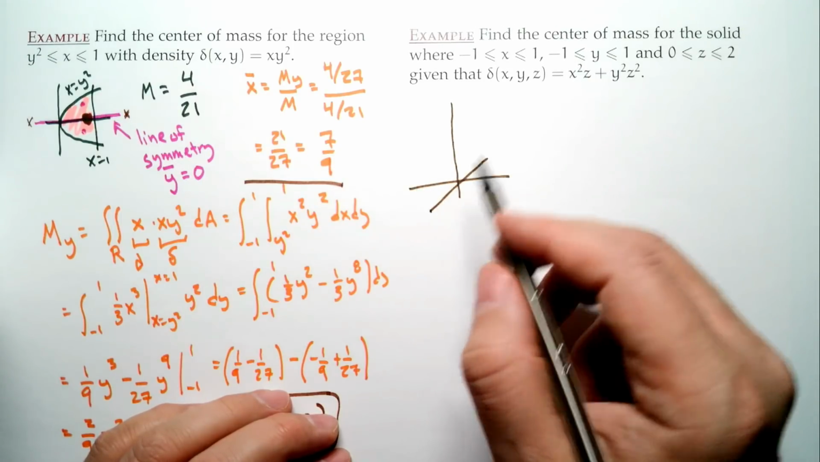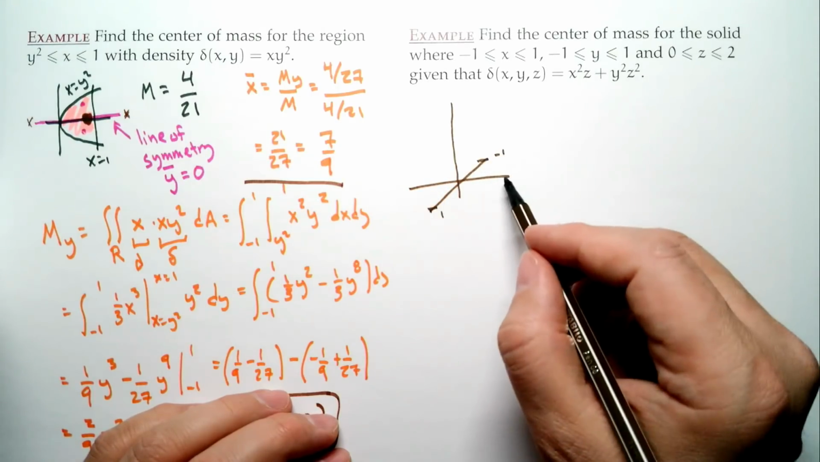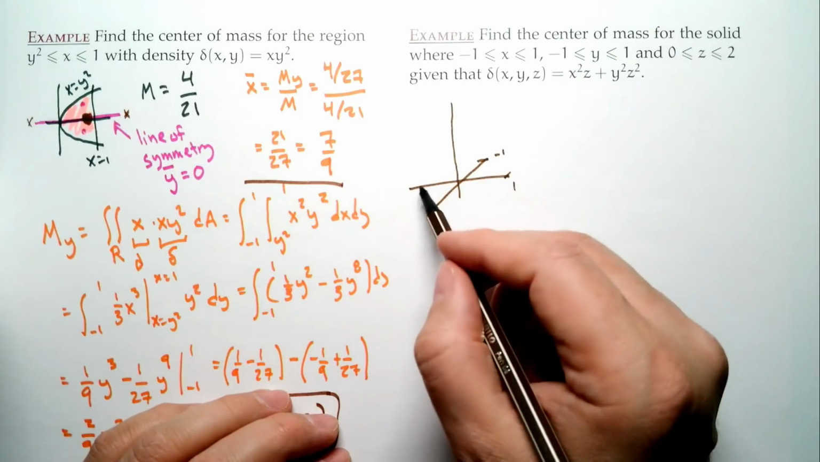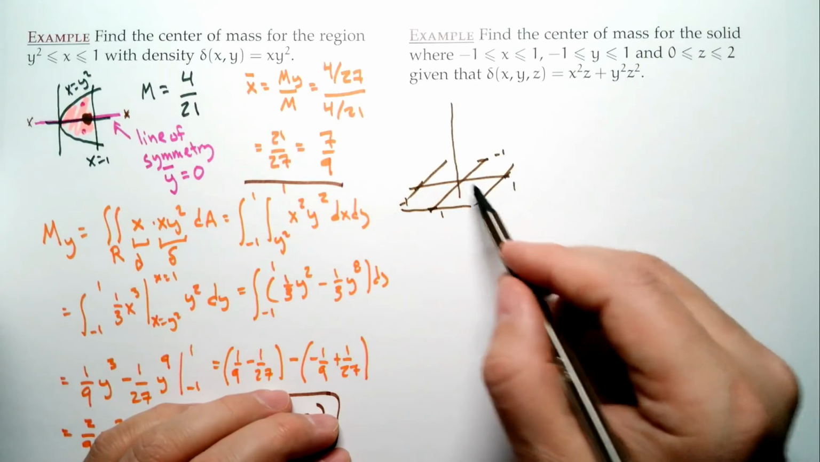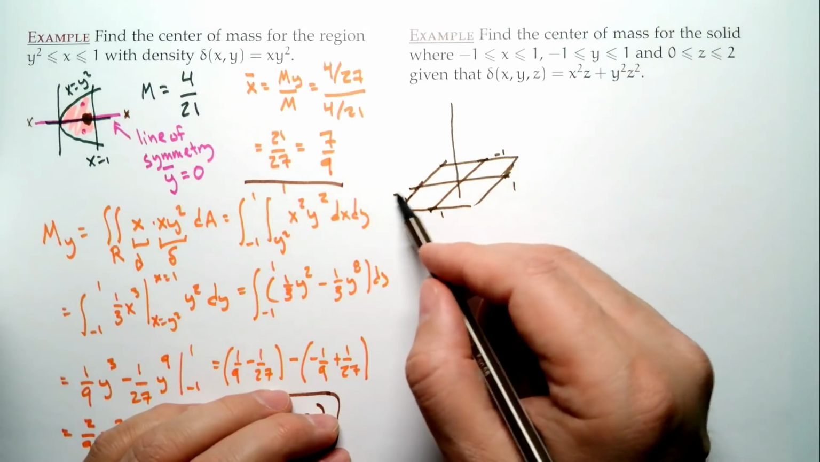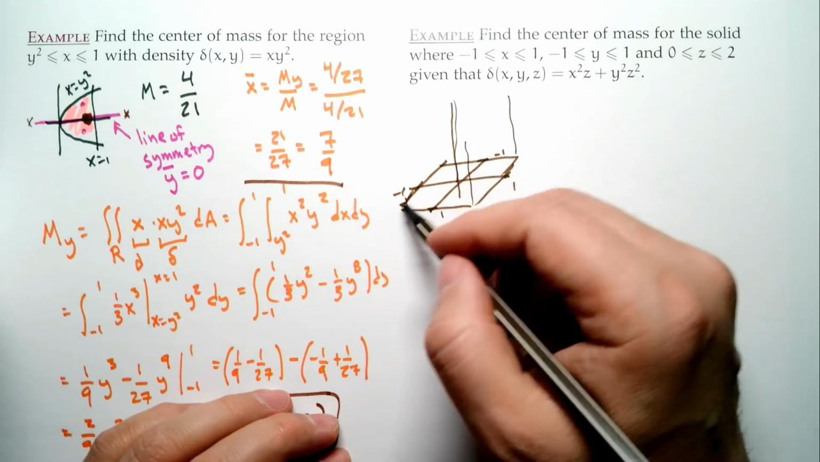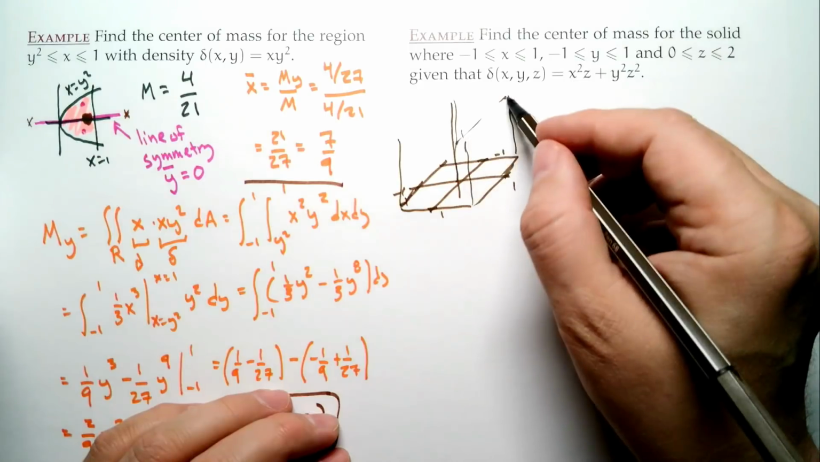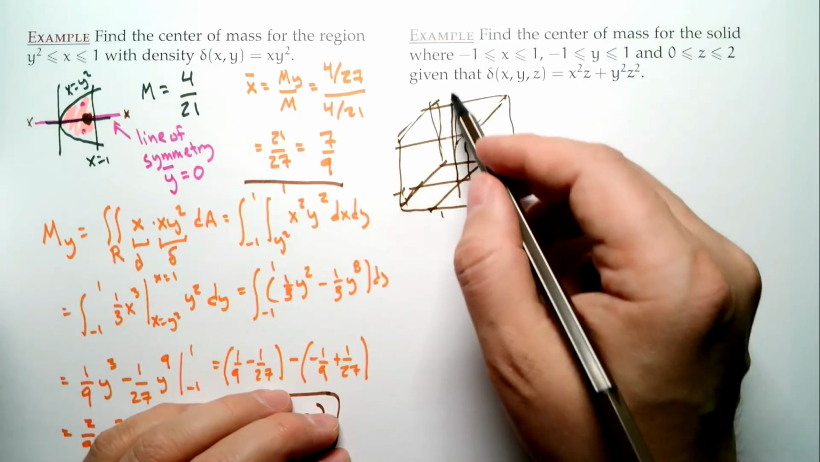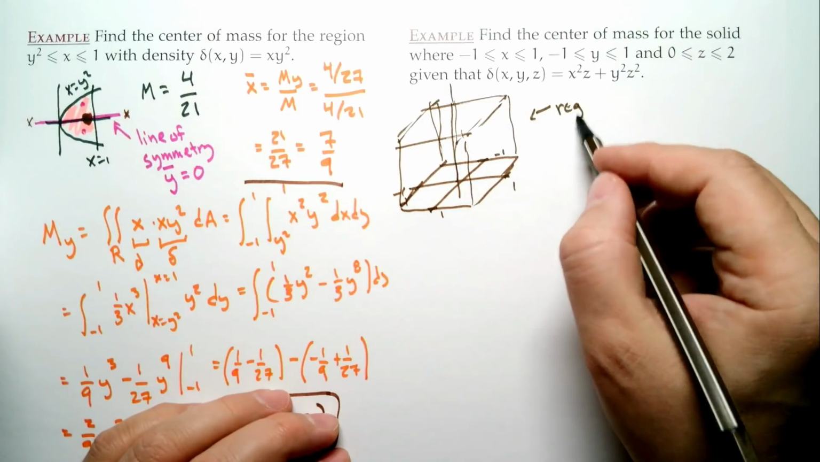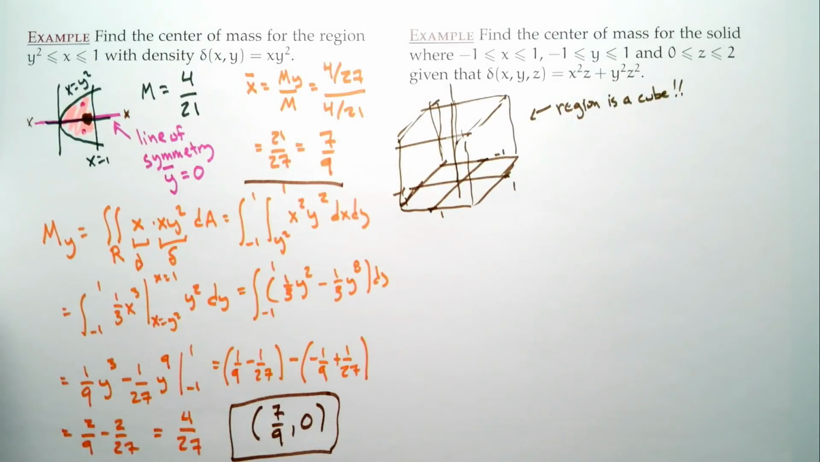If we were to sketch this, what do we have? X is going from +1 to -1. Y is going from +1 to -1. So we get down here a nice square. And then z goes from 0 up to 2. So our shape is going to be this kind of shape. So our region is a cube. And the nice thing about cubes is they have lots of symmetry.